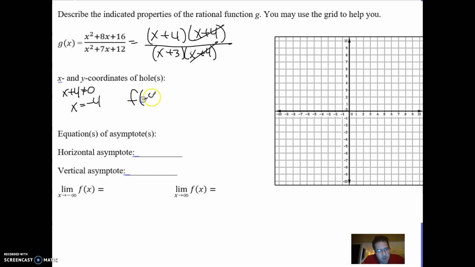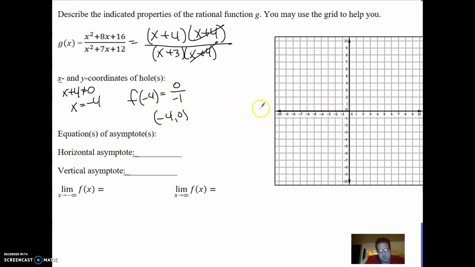So I find out where that hole is by plugging negative 4 in for x and solving. So that's going to end up giving me negative 4 plus 4 makes 0, and negative 4 plus 3 makes negative 1, which is 0. So (negative 4, 0) is where the hole is going to be.